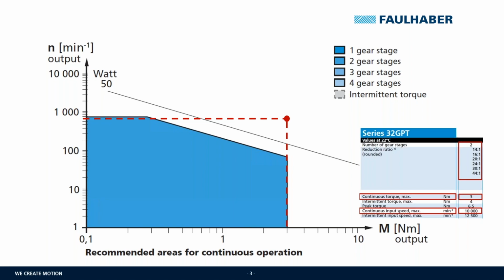What should I do? You should, for example, reduce the output speed to around 17 RPM, or reduce the torque value to approximately 0.3 Newton meter. Or you can simply select another gearhead.